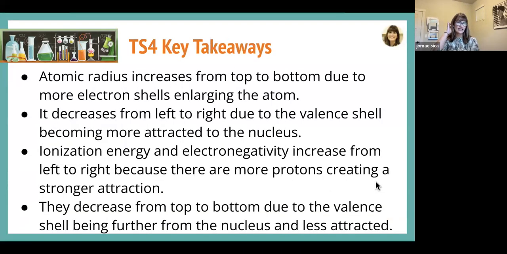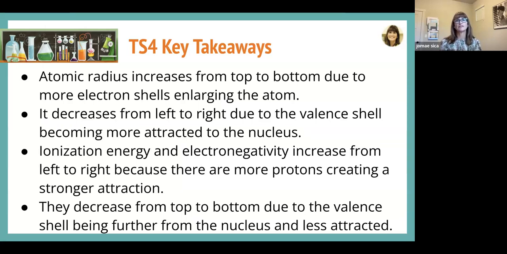All right, so the key takeaways here are, what are the patterns on the periodic table that we see? Well, again, like I said earlier, it all starts with atomic radius. So atomic radius increases from top to bottom, and that's due to more valence shells of electrons being added to the size of the element, and that's causing it to enlarge.